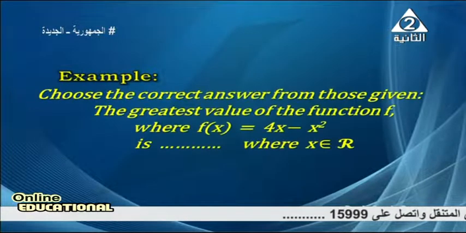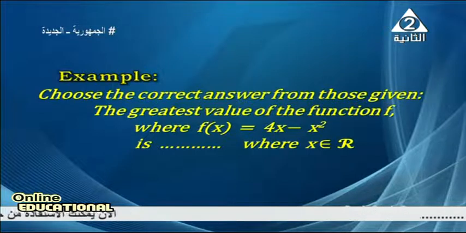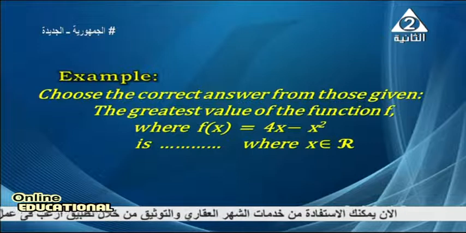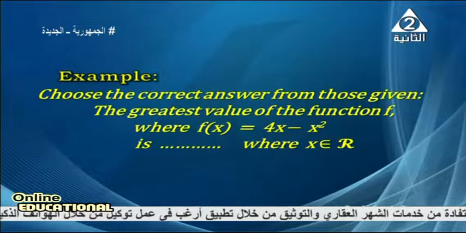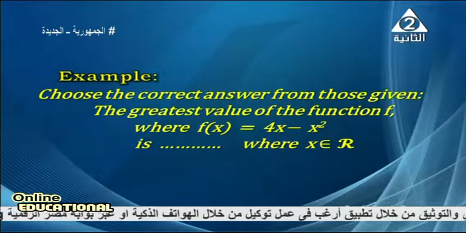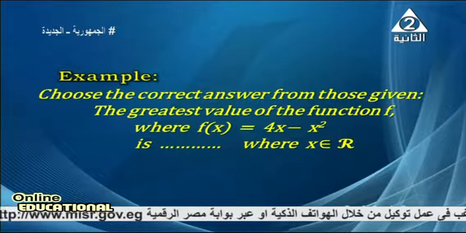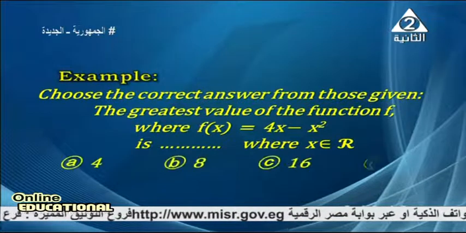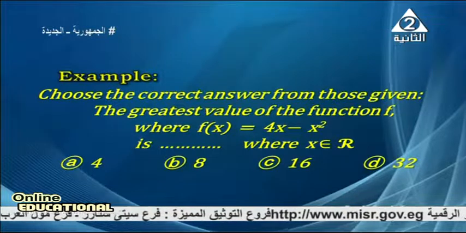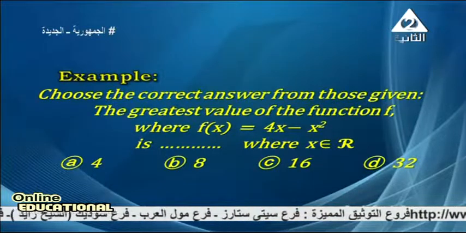Now we move to the next example. Choose the correct answer from those given: the greatest value of the function f, where f of x equals 4x minus x to the power 2, where x belongs to R, is 4, 8, 16, or 32.